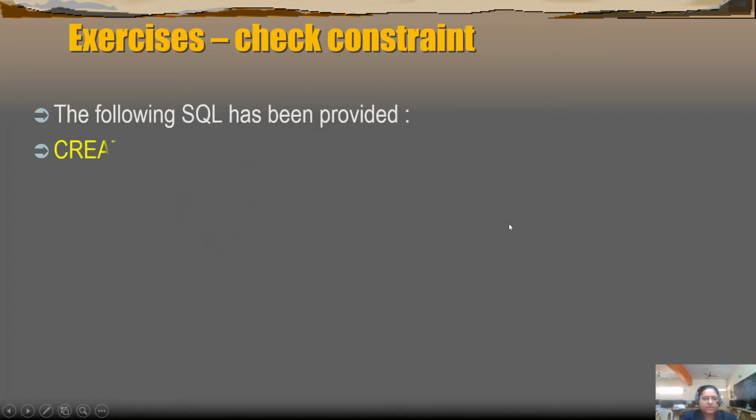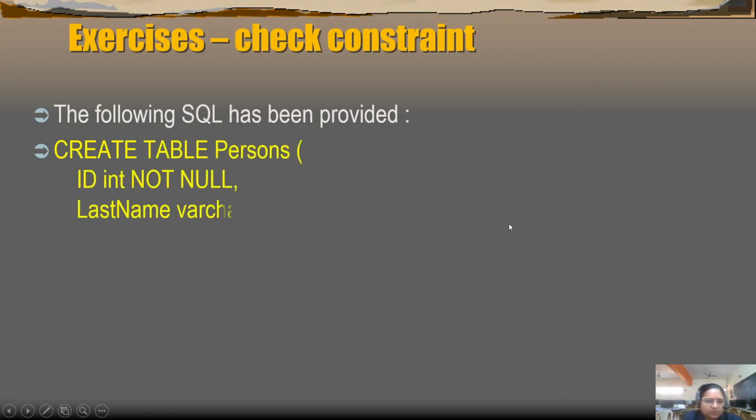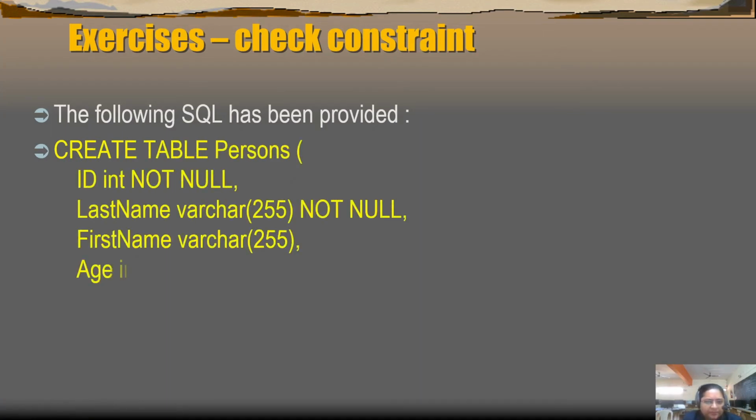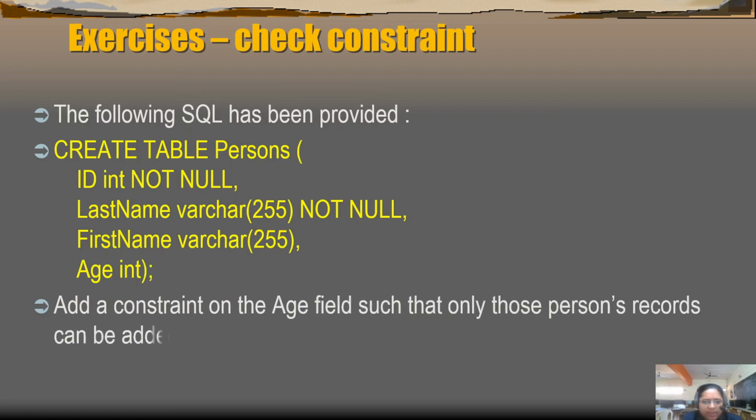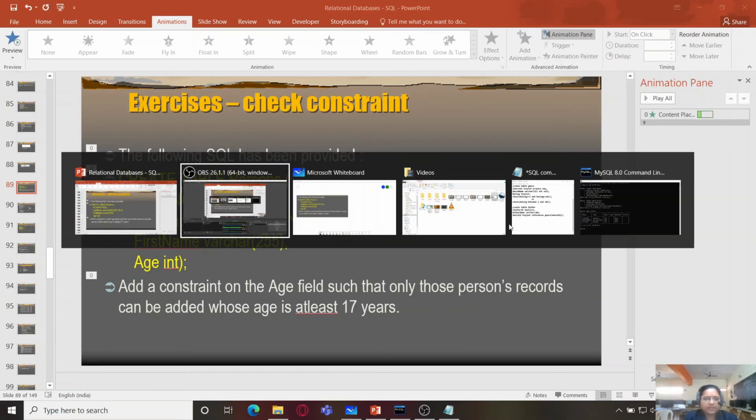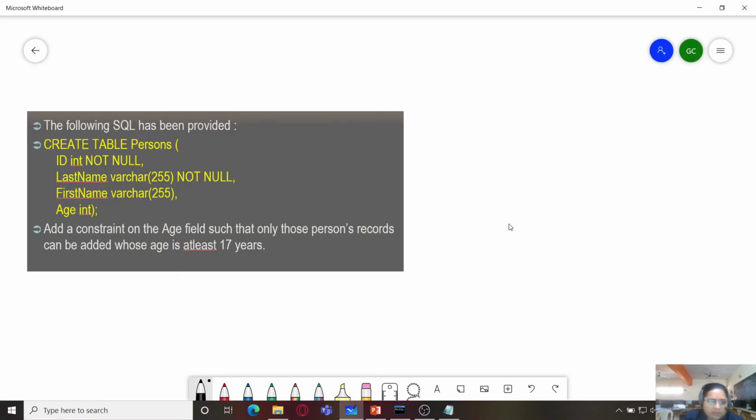Now our next question is, we have a query here. We have to add a constraint on the age field such that only those persons' records can be added whose age is at least 17 years. So how can we do this? Let's check it out over here. So we have to apply the constraint on this field, that is age. And that is age should be at least 17 years.